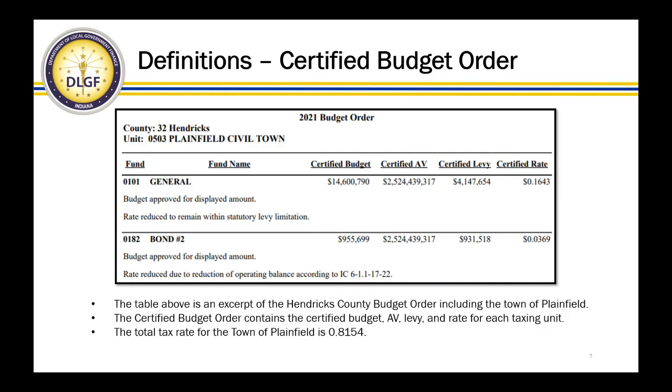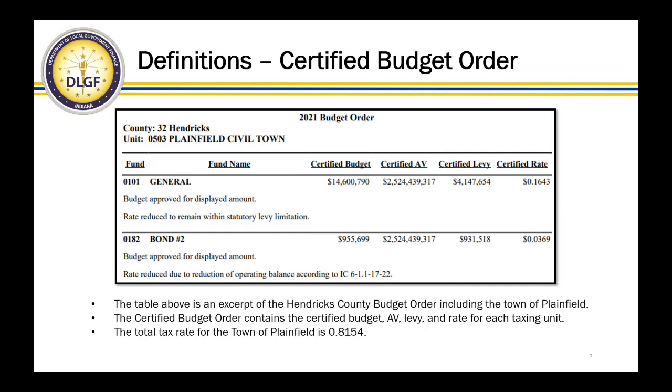That's the intersection of what they've advertised, what they've adopted, and what they've reported that they can afford in the upcoming year. The tax base for Plainfield is $2.5 billion. That's the assessed value that Plainfield will be taxing in the upcoming cycle.